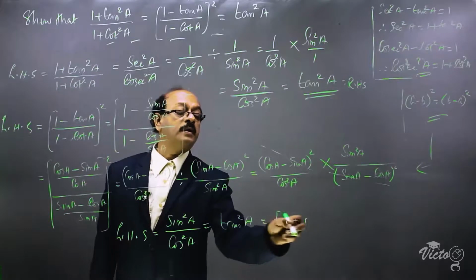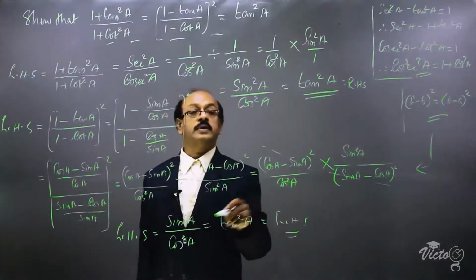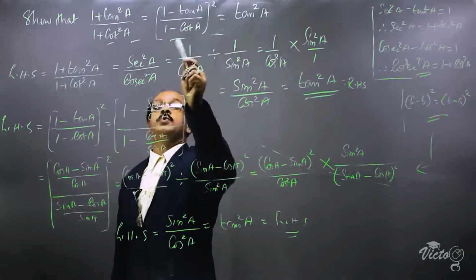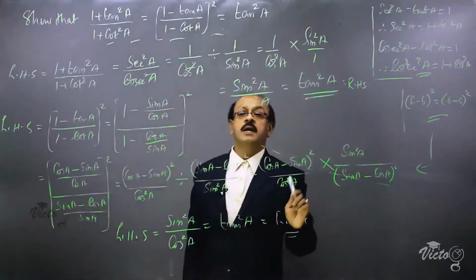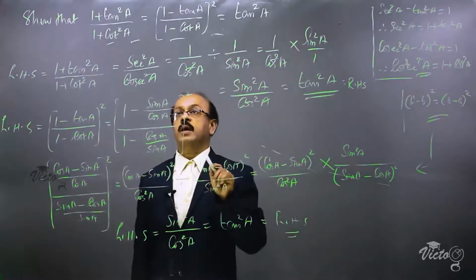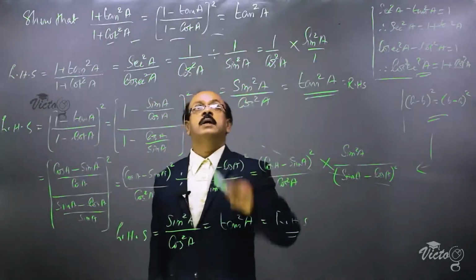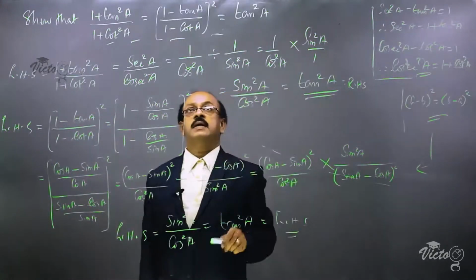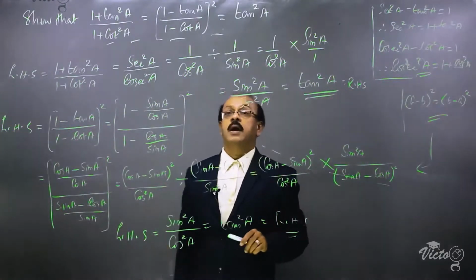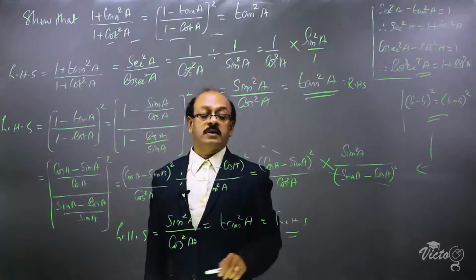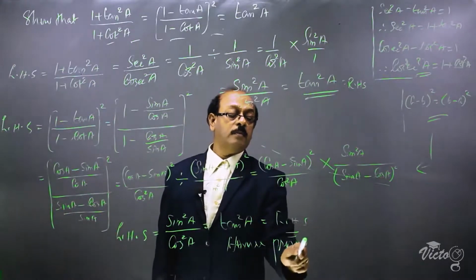Here also we are getting the RHS. LHS is equal to sin square A by cos square A, which is equal to tan square A. So, taking these two terms separately as the LHS, we are obtaining the result tan square A as the RHS. So, 1 plus tan square A by 1 plus cot square A is equal to tan square A, and (1 minus tan A) by (1 minus cot A), the whole square, is also equal to tan square A. Hence, we have proved both the results.